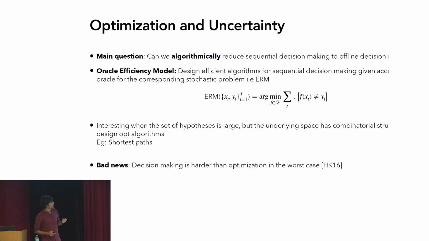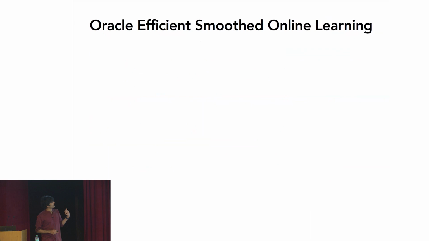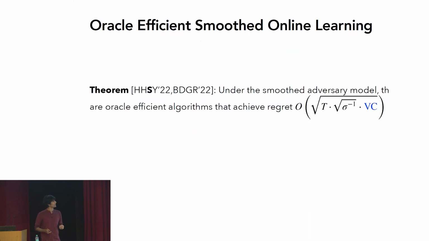Okay, but unfortunately, you can show query complexity lower bounds that say that there are problems such that even given the ERM Oracle, you cannot achieve non-trivial regret in the worst case. So at least in the worst case, it seems like sequential decision making is genuinely harder than offline. Okay, so the question is, does smoothness help in this setting?